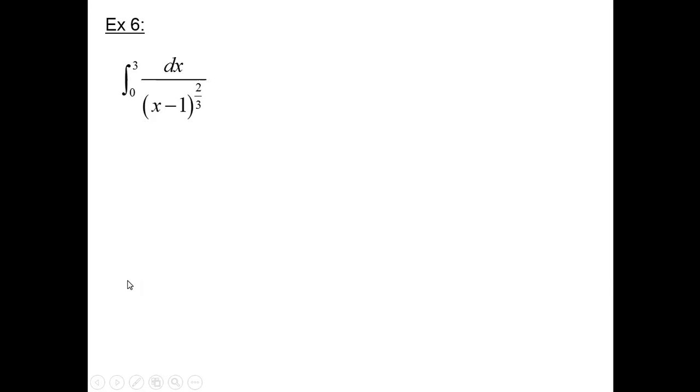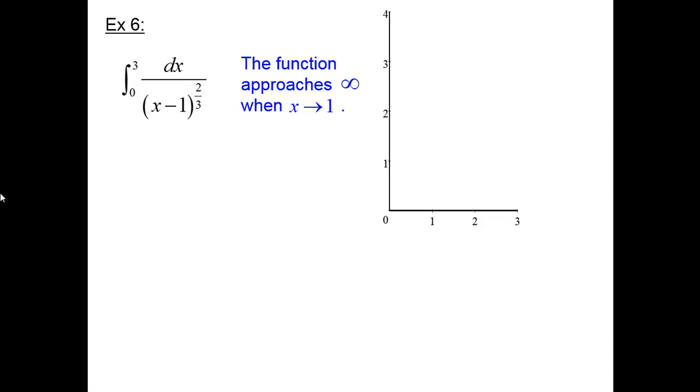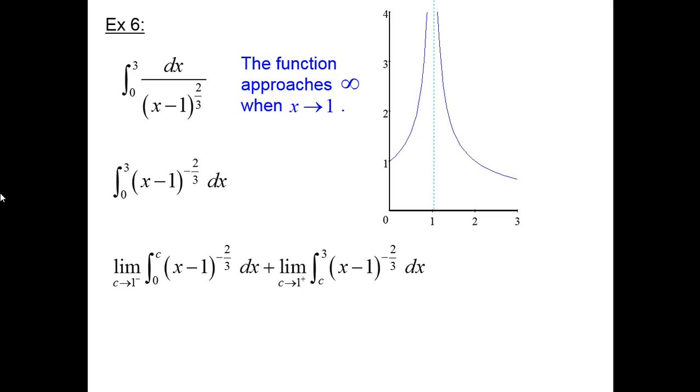Next example, so we have the integral from 0 to 3 of this function. Think about what would make this improper. We have an infinite discontinuity at x equals 1, which you'll notice is in between the limits of integration. So first I just rewrote the integrand. Then we're going to break this up. So we're going to write it as two separate integrals.